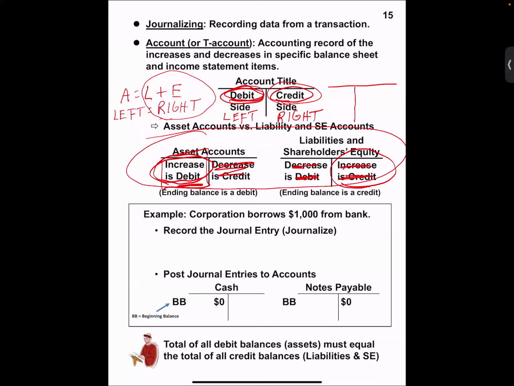So let me reiterate this once again, okay? Assets normally have a debit balance, which is the left side of an account. Liabilities and equity accounts normally have a credit balance, which is the right-hand side of an account. And to increase any account, we always use its normal balance side. So since assets normally have a debit balance, to increase an asset, we debit it. Liabilities and equity normally have a credit balance, so to increase those, we credit them.